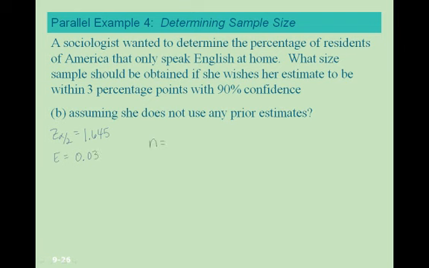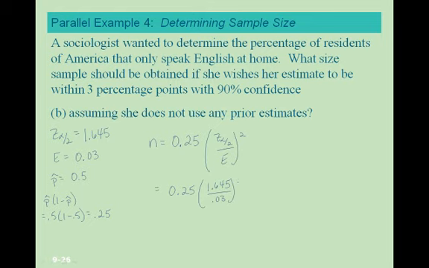Since we don't have a prior estimate, remember we're using a p hat value of 0.5, which when we calculated p hat times 1 minus p hat, that would have been 0.5 times 1 minus 0.5, which gives us a value of 0.25. So in our formula then, we're just using our 0.25 here outside of our parentheses, where we then have z divided by E squared. So I have 0.25 times 1.645 over 0.03 squared.